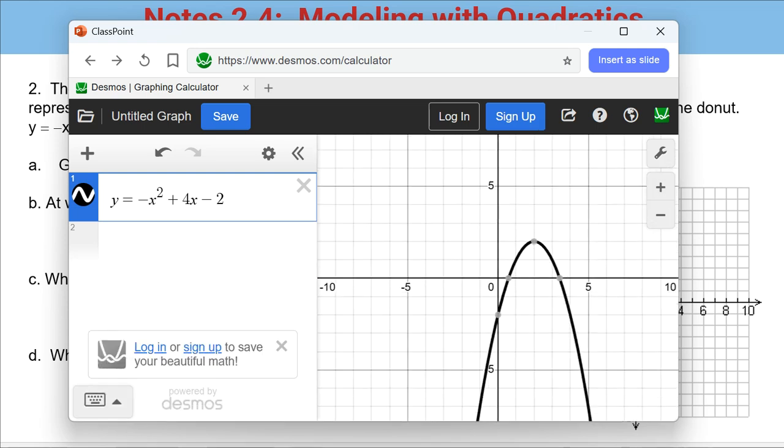Right, so they asked us 4 questions. They asked us to graph it, showing at least 3 points. And I see some points right here. I see this initial point of 0, negative 2, which doesn't make a whole lot of sense in terms of real life. I see my vertex here at 2, 2. So that's going to answer questions B and C. When does it reach its max height, and what is that maximum height? And then approximately when will that donut hole hit the ground?